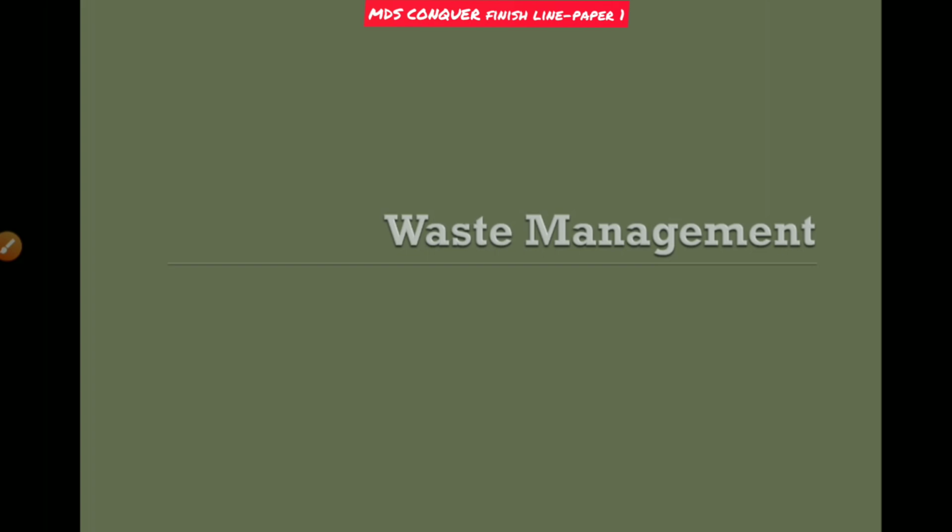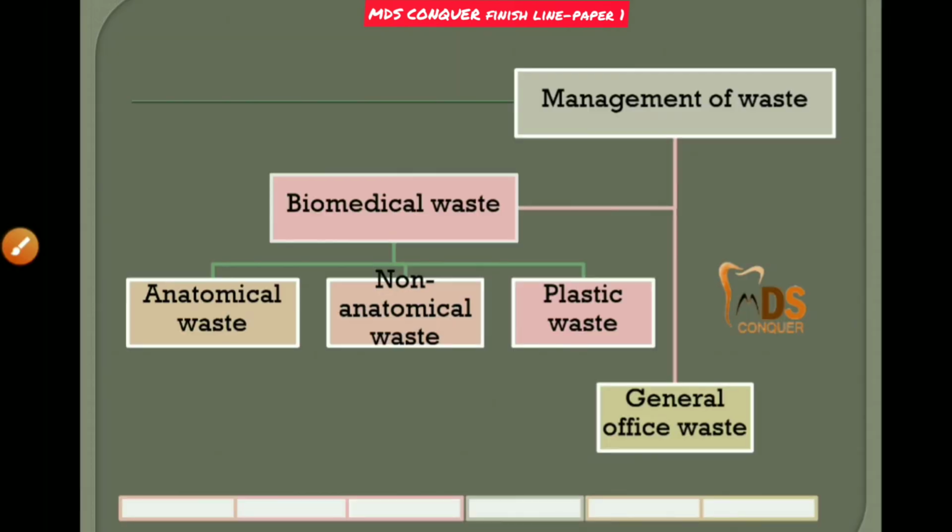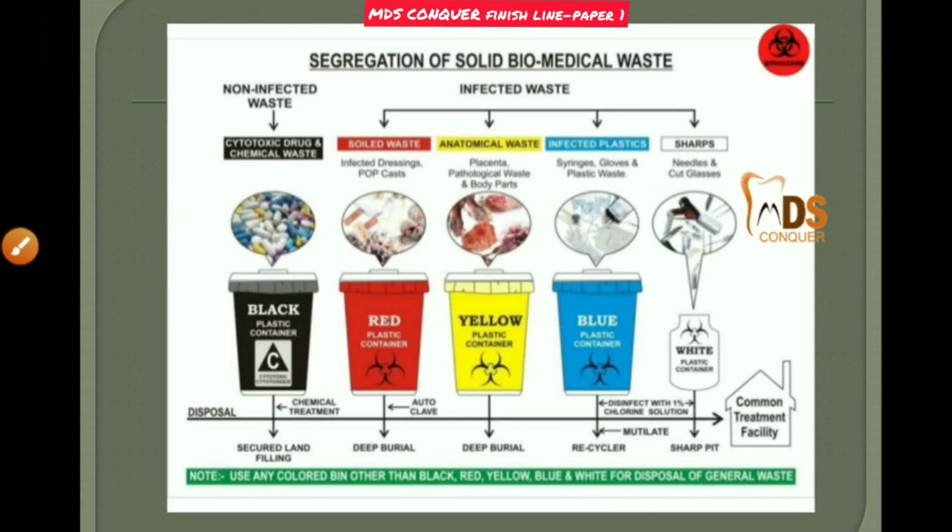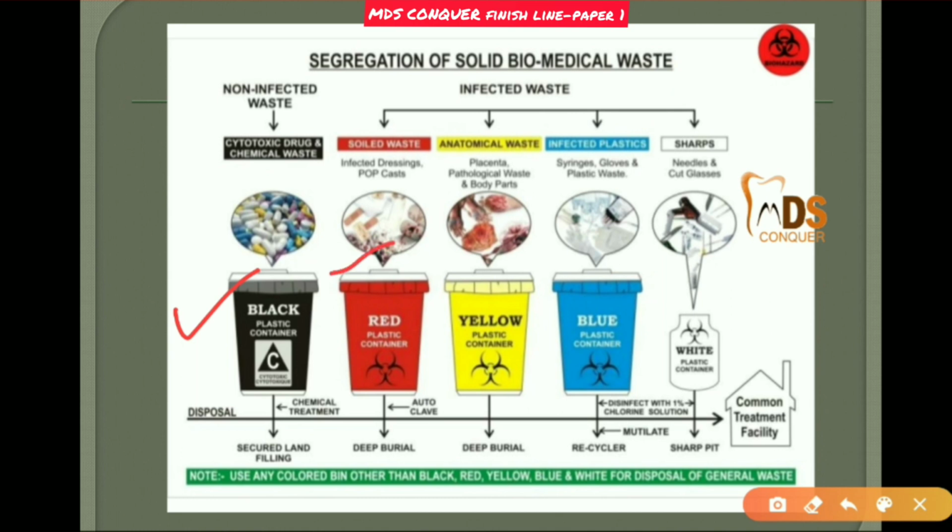Coming to waste management, which is very important. Management of biomedical waste: it will be general office waste or biomedical waste. Biomedical waste again includes anatomical waste, non-anatomical waste or plastic waste. So these things, this color coding, are very, very important. You have to mention them in your examination if they give an infection control or sterilization question.